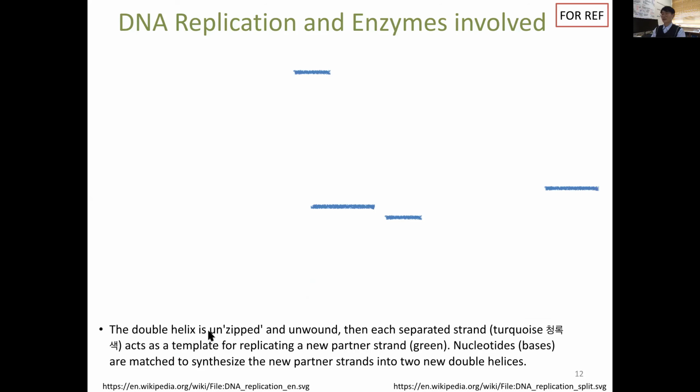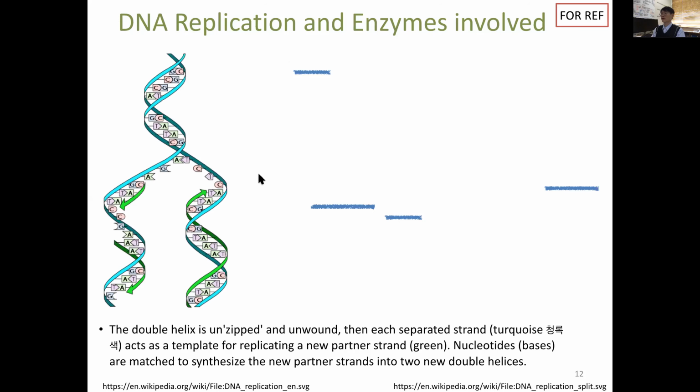So the double helix is unzipped and unwound. And then each separated strand, let me show you here. These blue ones are templates, unzipped and unwound. And each separated strand acts as a template. So there are two templates for replicating a new partner strand, which is shown in green here.